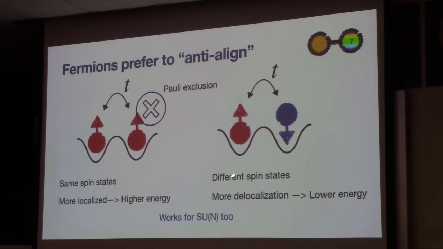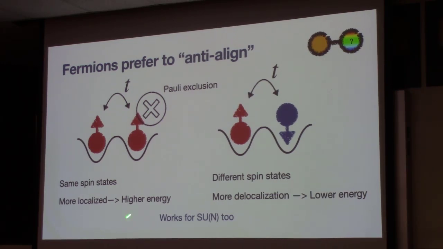Now, what would happen if we have different spin states, like up and down here? Well, I can in principle take the up, hop to the neighboring site, and then come back. What this means is when we have different spin states on neighboring sites, the system is more delocalized because it can move around and come back. By this virtual process, it can lower its energy. So just by this simple argument, these fermions prefer to anti-align. It's more beneficial to have different spin states on neighboring sites.